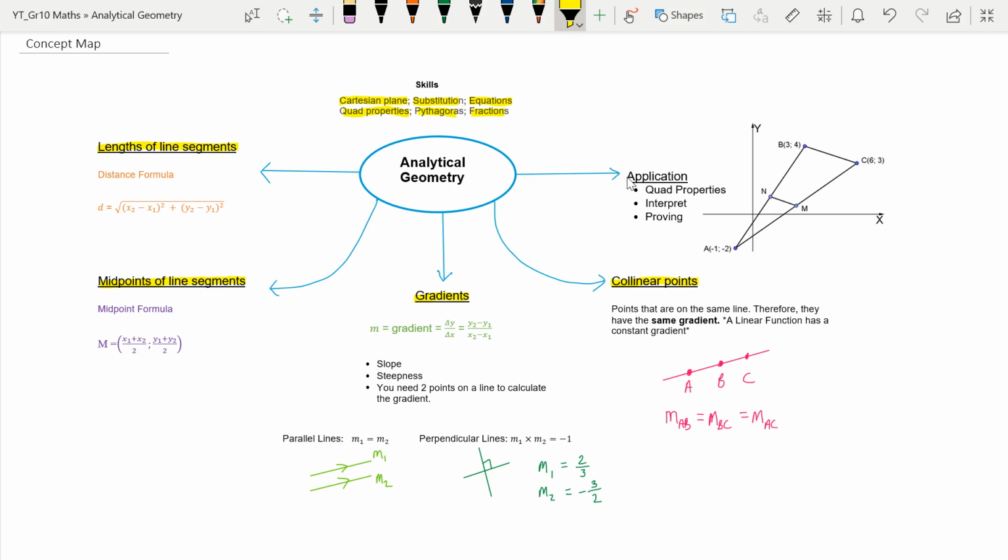And then we're just going to do some application questions where we're going to look at some test and exam type questions. We're going to do 3 of those. Okay. Let's jump in.